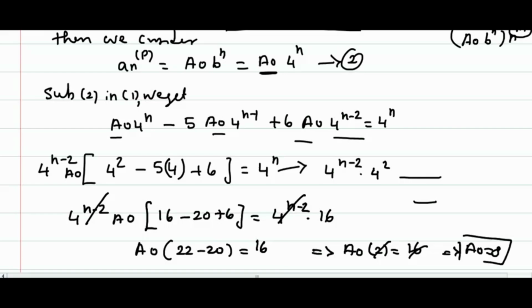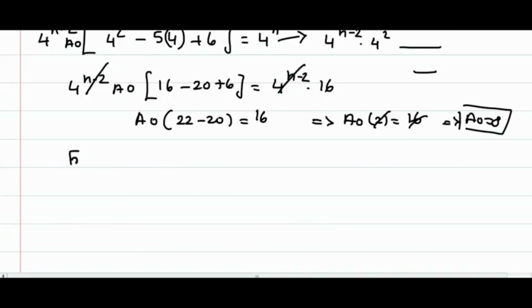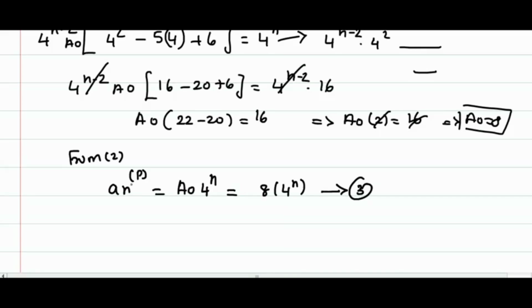Now a naught equal to 8 in equation 2. What is equation number 2? It can be written as a n power p, where p is the particular solution, that is a naught into 4 power n. We get a naught value 8, so 8 into 4 power n. This is equation number 3, and it is called a particular solution of the given recurrence relation.